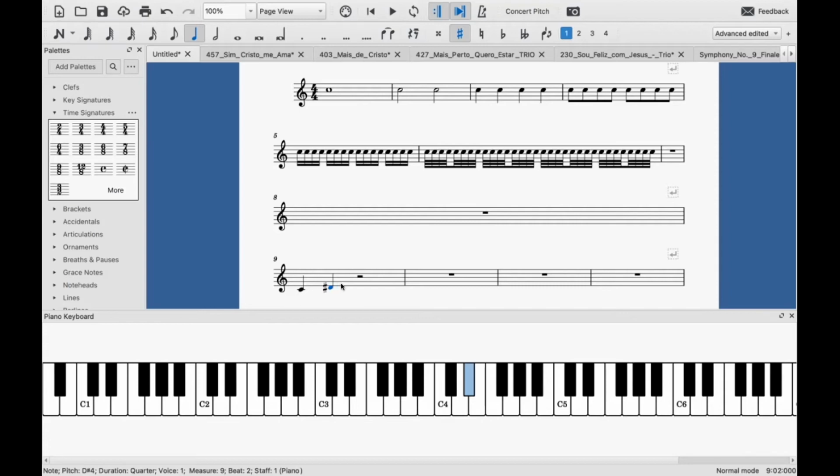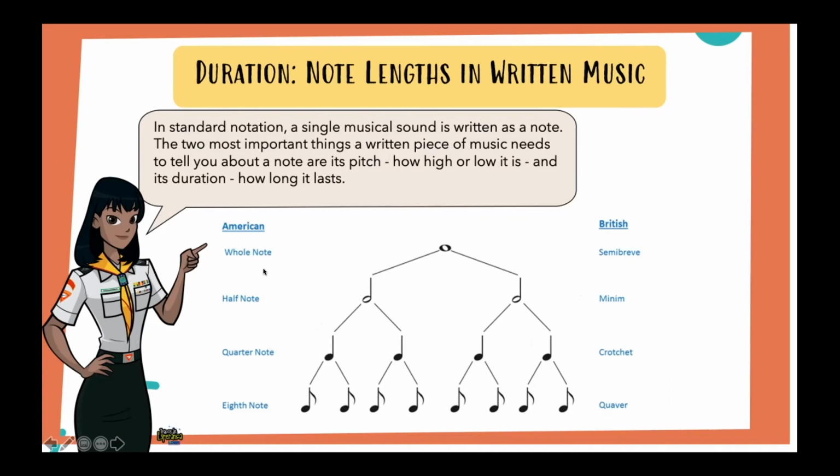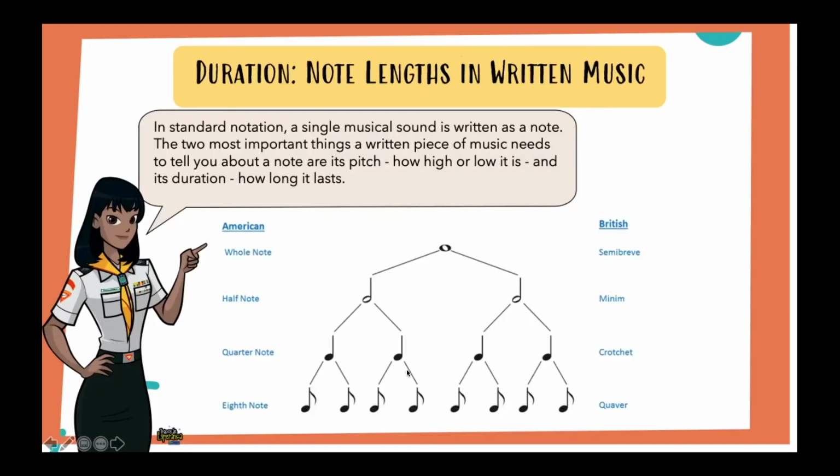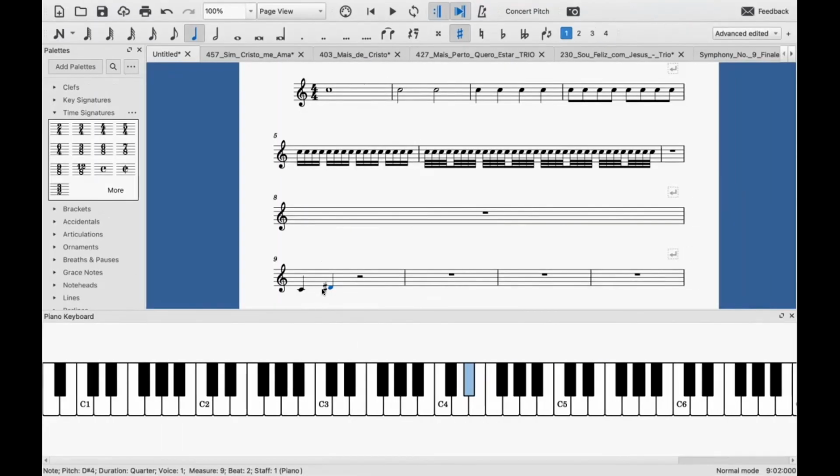So if I go back to the slide here, it doesn't show here, but for example, 1 half step is a minor second, 2 half steps is a major second. But in this case, it's not shown here. When I have a D sharp, which is like a second, it is augmented.